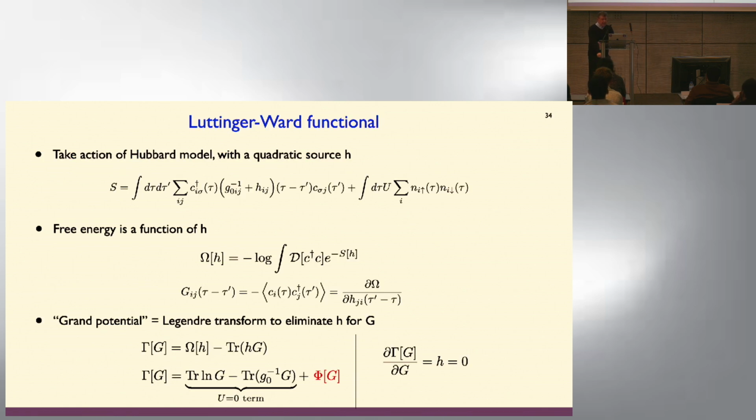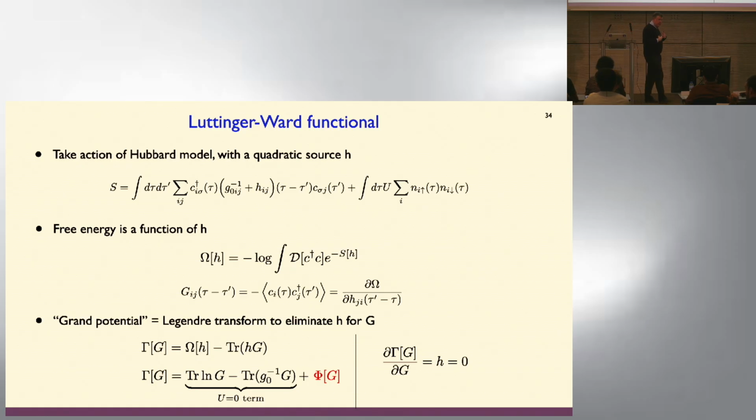So how do we do that? You take the action of the Hubbard model. So that's the action on the lattice of the Hubbard model with a bare propagator G here, and a small additional field which I added here, an interaction. And we look at the free energy as a function of field. So that's the free energy. The Green function is clearly the derivative of the free energy with respect to h. h is the source for the Green function.